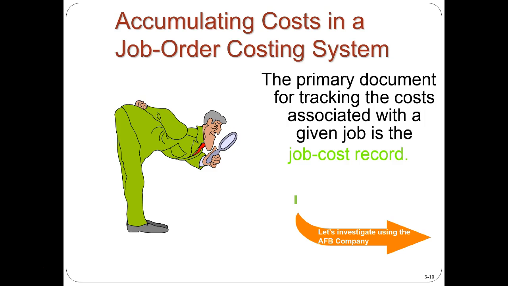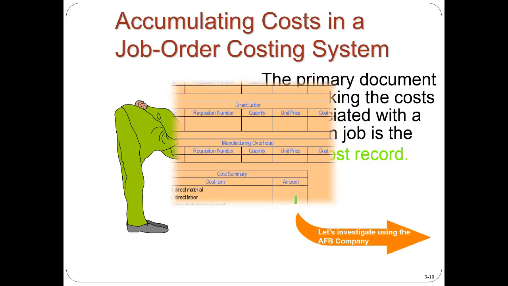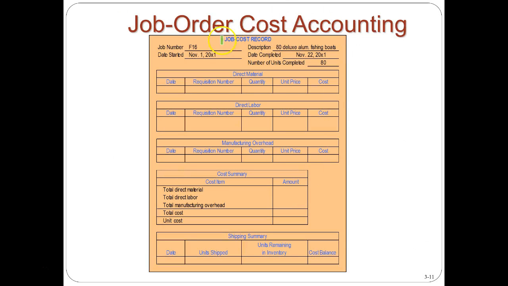Accumulated costs in a job order cost system. So we're going to focus on the first one, the job order cost system. This is going to be the one that we're focusing on when the things that we are producing are usually distinct in nature. And so the primary document for tracking costs associated with a job is the job cost record. So a job cost record could look something like this. Job cost record, we have the job number, we have the start date, and we have the description, we have the date of completion, and the number of units. Remember, we have our three components: direct materials, direct labor, manufacturing overhead. We can then sum those up down here and come up with our total cost.